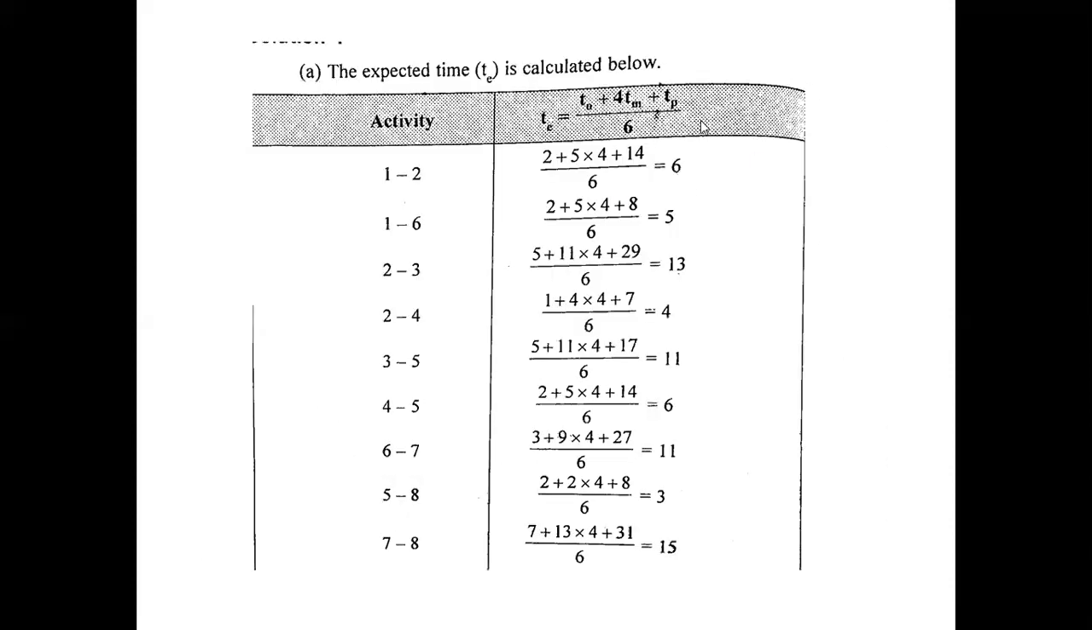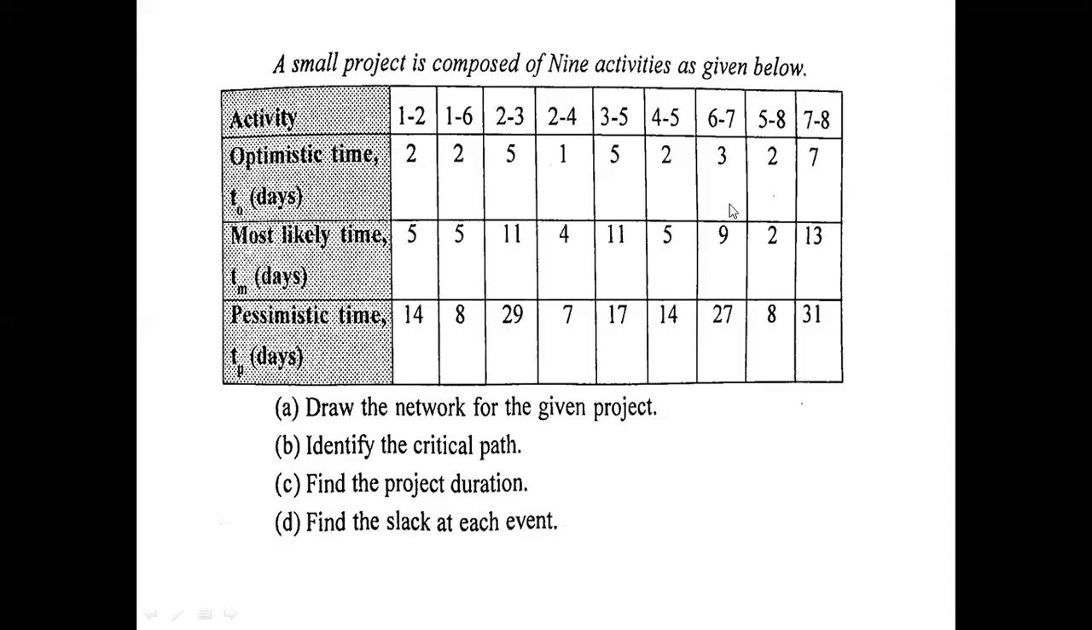Once you take this formula, the expected time, whenever they have given the optimistic time, most likely time and pessimistic time, the formula will be optimistic time plus 4 times the most likely time plus pessimistic time, divided by 6. So in this case, they have given all these three timings. If you substitute these three timings in the given formula, then you are going to get the expected time duration of each and every activity. Okay.